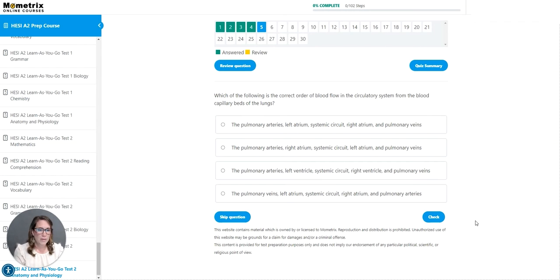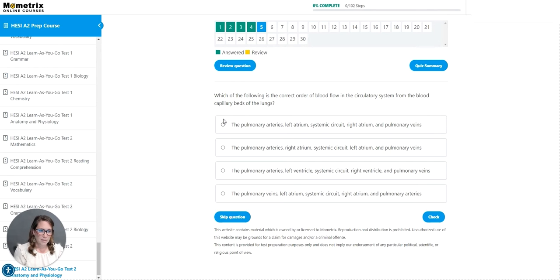Okay, question number 5. Which of the following is the correct order of blood flow in the circulatory system from the blood capillary beds of the lungs? All right, so we're starting where they just became oxygenated, and from there we know it has to go back to the left side of the heart.